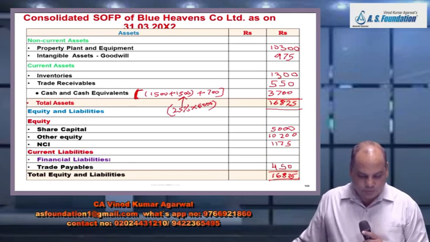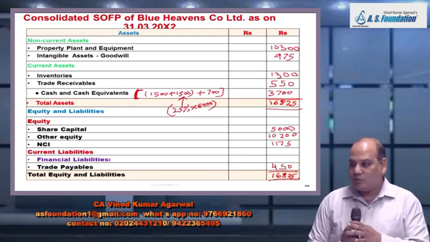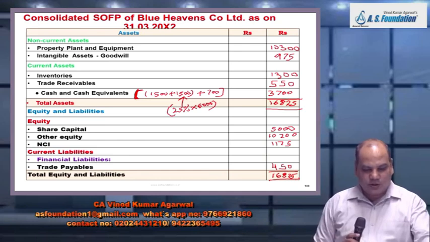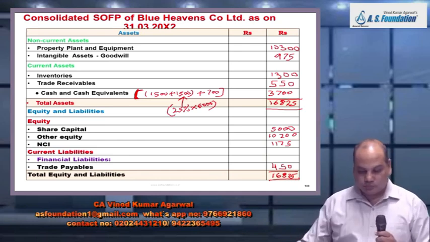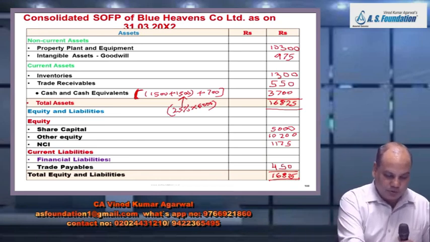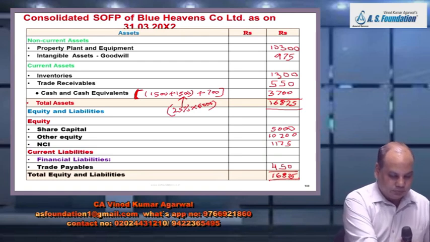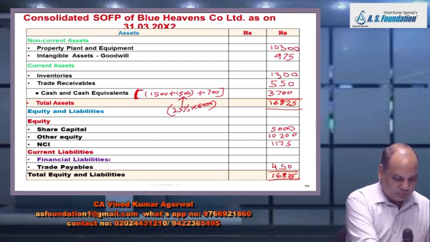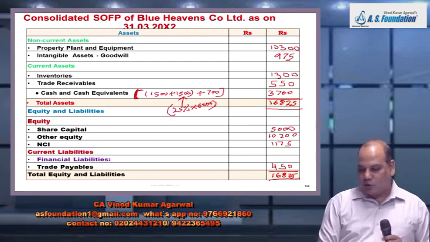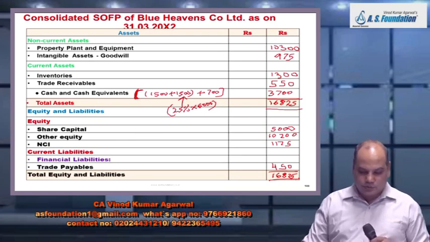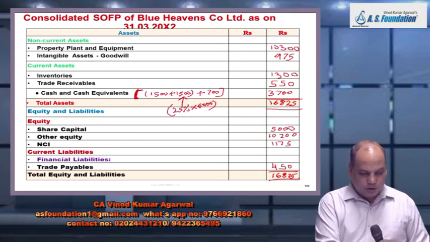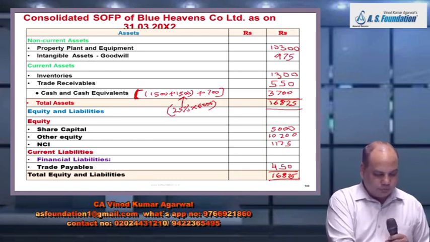Write one assumption. Assumption: NCI is based on proportionate share in net asset. NCI is based on proportionate share in net asset of the subsidiary as on the date of acquisition.